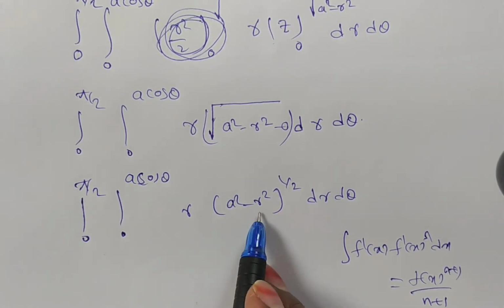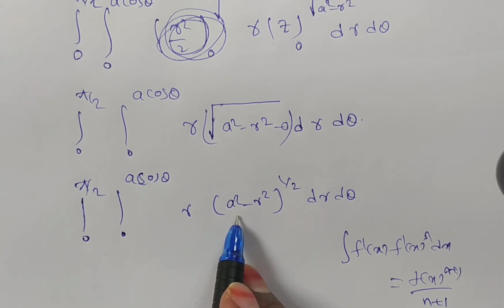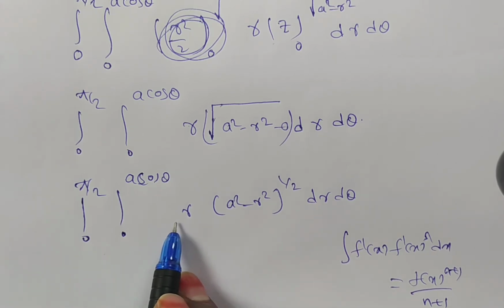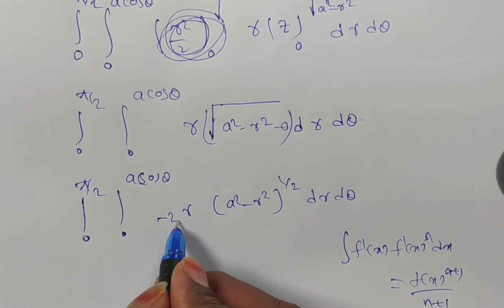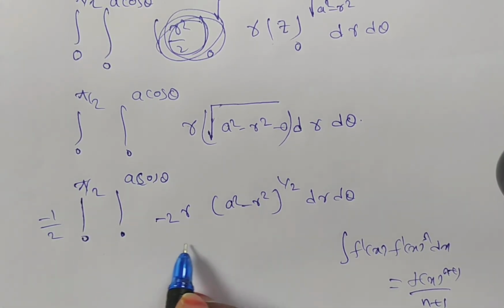Now a square minus r square is there. The bracket is a square minus r square. What is the bracket's derivative with respect to r? Zero minus, and the r square derivative is minus 2r. Is there a minus 2r here? No. So multiply with minus 2 and divide with minus 2. That's it. Now you observe this bracket's derivative is beside.